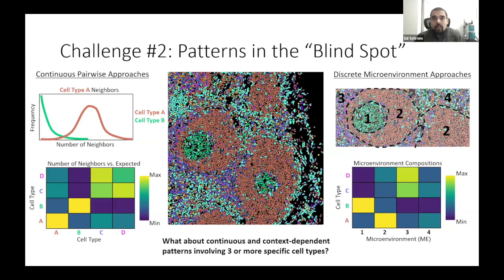The second camp examines microenvironments. So whether these are defined by machine learning algorithms or Bayesian latent Dirichlet allocation or complex neural networks, the end result is the average cell type composition of each microenvironment. Now, this incorporates all cell types at once, but its fundamentally discrete nature is not compatible with continuous patterning like gradients or structural orientations. So each of these broad methods is biased towards the detection of specific types of patterns, and even together, they don't quite encompass the full spectrum of complex patterns we might be interested in.